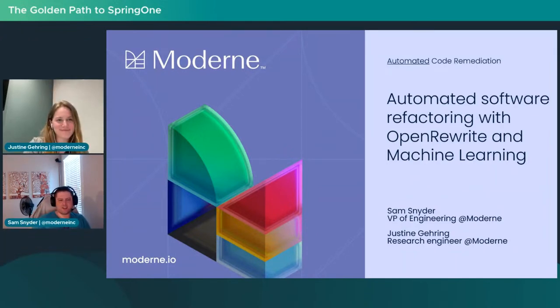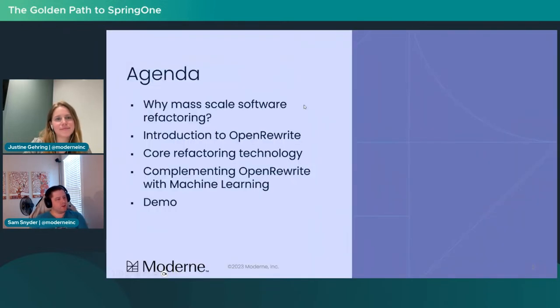Thanks. So hello, everyone. We're here today to talk to you about automated software refactoring with OpenRewrite and machine learning. I've already done our introductions. So we're going to talk about why we work on mass scale software refactoring, introduce you to the underlying technology as it currently exists, and talk about how we're looking to, or have begun, augmenting it with machine learning techniques and the direction we'll be continuing to take that in the future. There'll be a demo at the end, as well as a few sprinkled throughout.